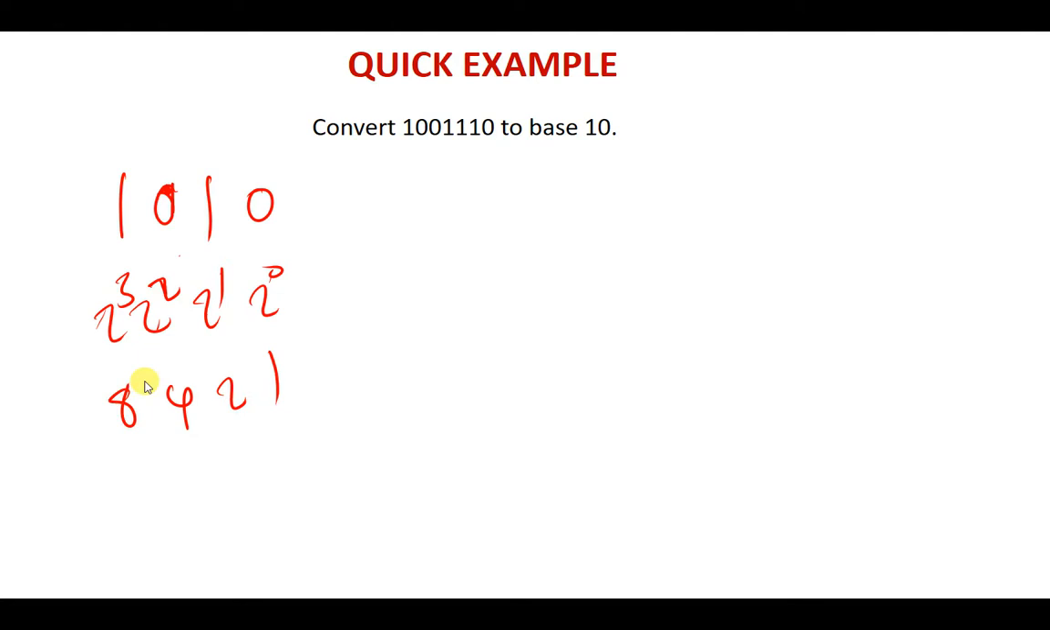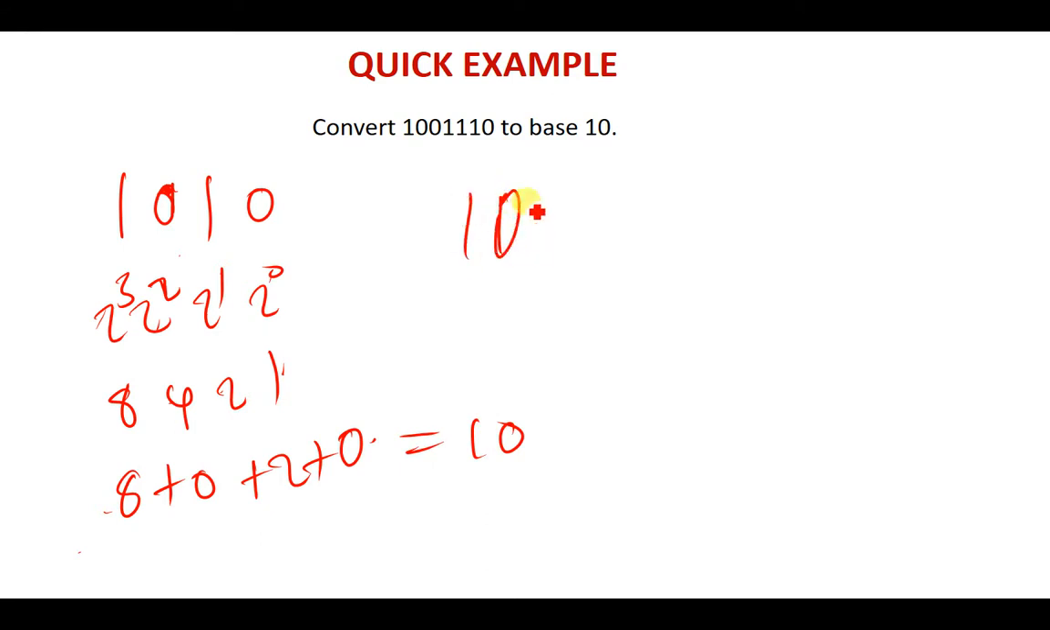So from there we can start multiplying. 8 times 1, the answer is 8, plus 4 times 0, the answer is 0, 2 times 1, the answer is 2, 1 times 0, the answer is 0. So when you add these, 8 plus 2, the answer is just 10. So in short, 1010 base 2 is equal to 10 in base 10. This is what it means.